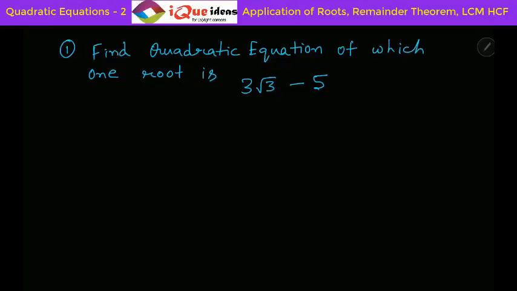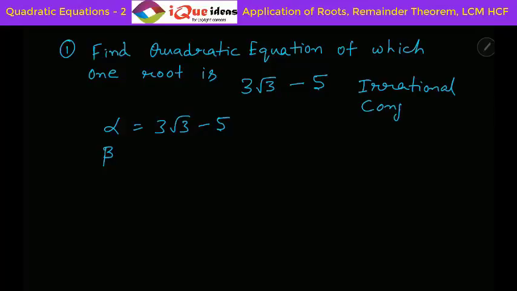Now let's take some more questions on this concept. Here is the first question. It says, find the quadratic equation of which one root is 3 root 3 minus 5. So let's say one root is alpha, that is 3 root 3 minus 5, right? That means the other root, beta, we know that it is an irrational root. Now irrational roots are always in conjugate pairs.